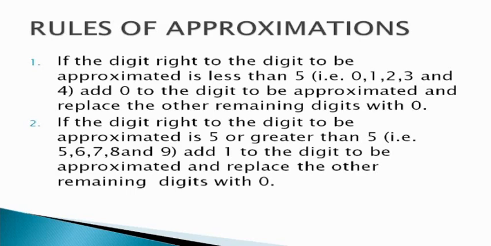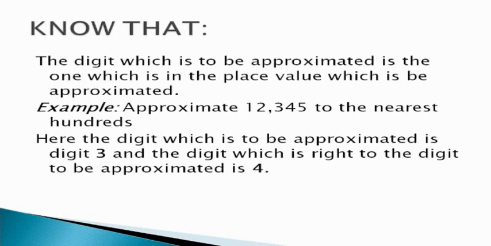Sheria ya pili inasema kwamba kama digit ambayo iko upande wa kulia wa digit ambayo inatakiwa iwe approximated ni 5 au greater than 5, ni kubwa kuliko 5, maana yake hiyo digit inaweza ikawa 5, 6, 7, 8 na 9, basi tunaongeza 1 katika ile digit ambayo tunataka kuiapproximate na zile digit nyingine zinakuwa 0. Sasa let us see that are the rules. Hizo zilikuwa ni sheria.